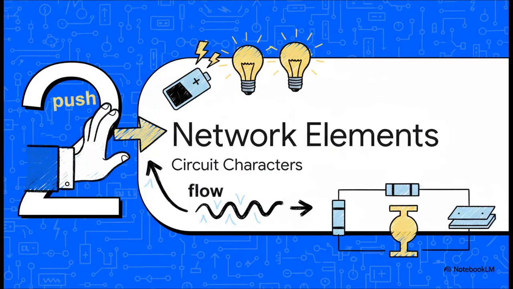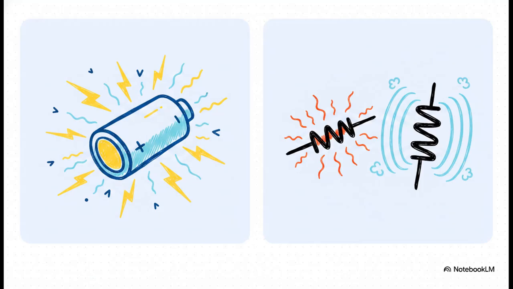Moving smoothly on to part 2. Meet the network elements, the characters in the circuit. So now that we have our basic vocabulary, push, flow, and power, we need to introduce the physical components that actually use them. Think of these as the characters populating the sentences of an electrical network.